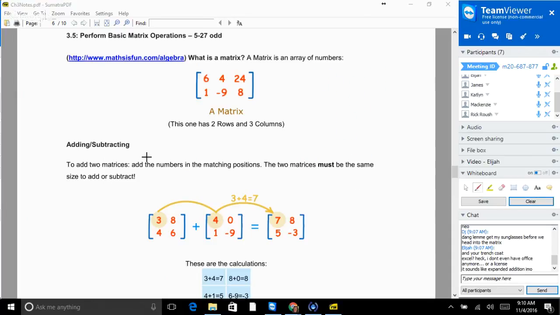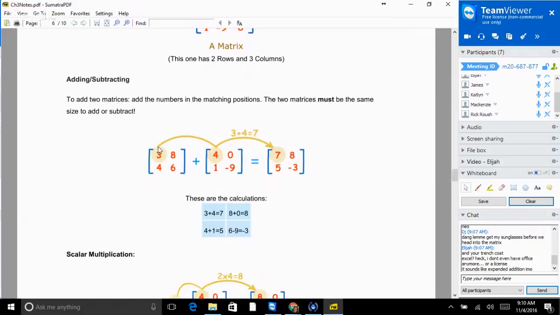So to add or subtract two matrices, add the numbers in the matching positions. So they must be the same size matrices to add or subtract. So this is going to look obvious when you see it. Okay, so I have here, this is a 2 by 2 matrix, right?